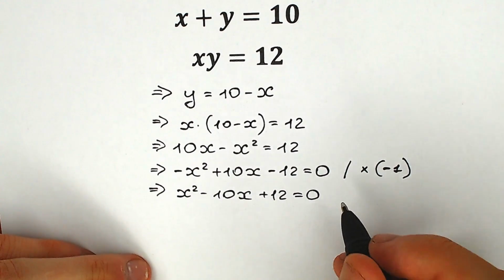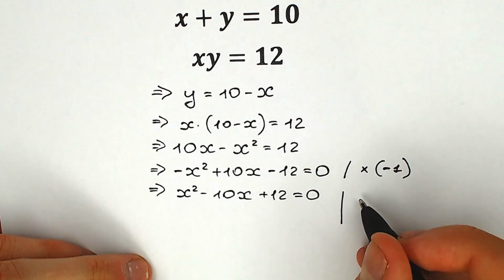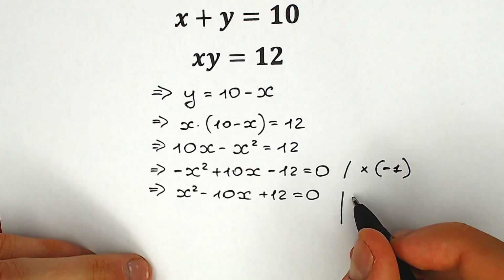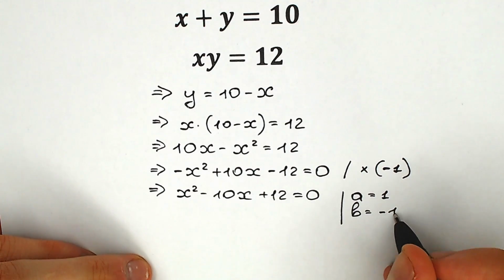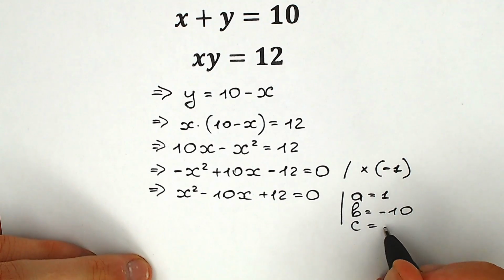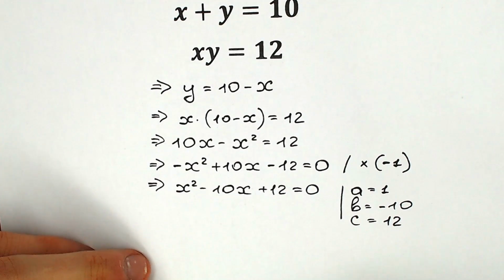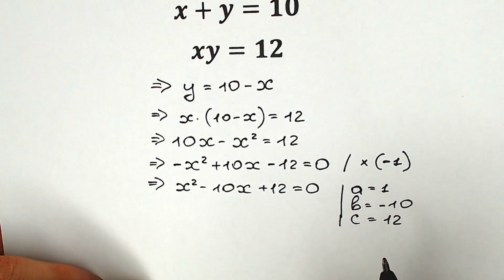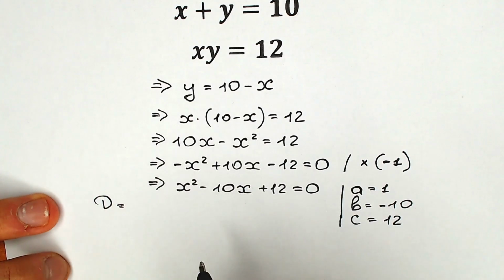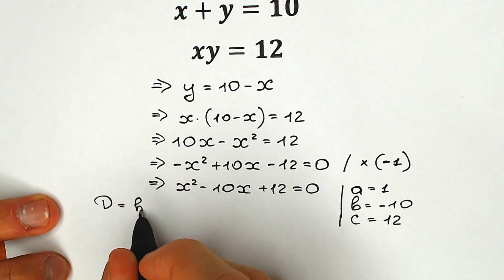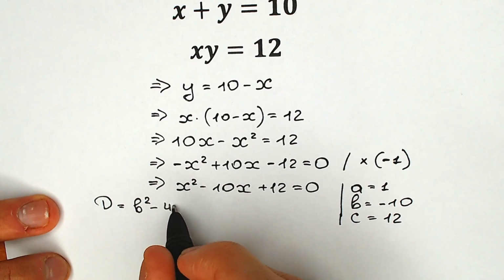Okay, really great. Right now, according to the basic method of coefficients, we can easily solve this quadratic equation. So a equals 1, b equals minus 10, and c equals 12. And the final tricky move right here, let's find our discriminant real quick, and then we're going to plug this discriminant into the well-known formula. So discriminant equals b squared minus 4ac.